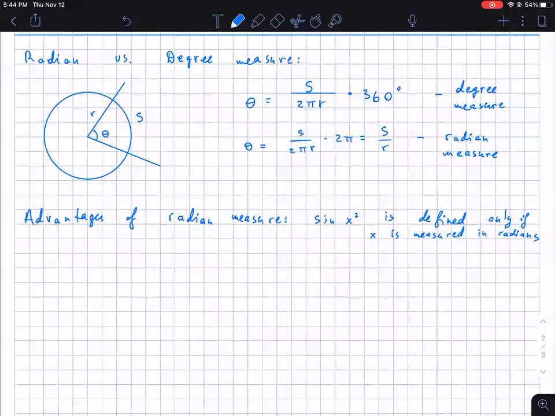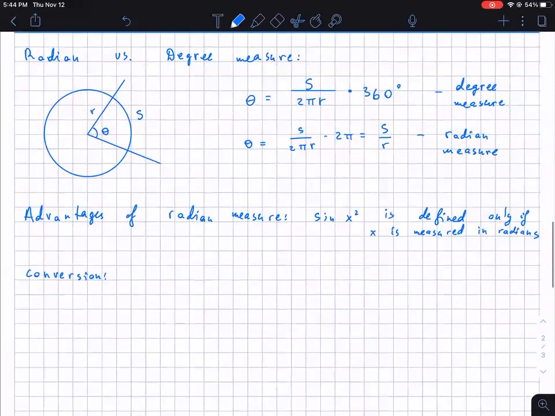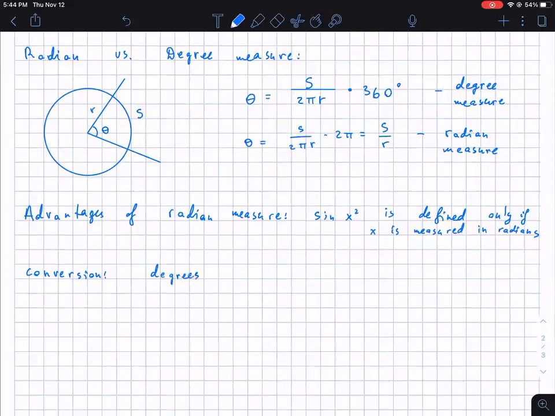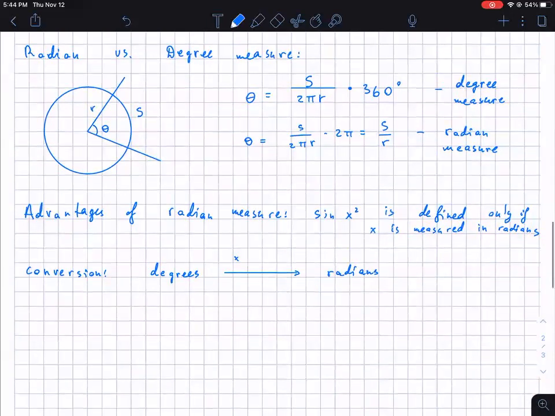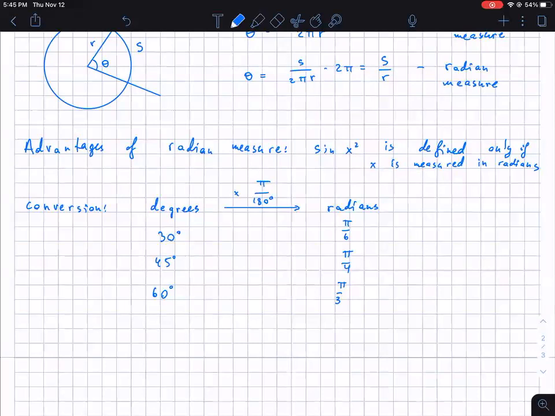But then once this happens, you need to think of conversions. If you want to convert from degrees to radians, you need to multiply by pi and divide by 180 degrees. So for example, if you have 30 degrees, it's going to turn into pi over 6. If you have 45 degrees, it's going to turn into pi over 4. If you have 60 degrees, it's going to turn into pi over 3.